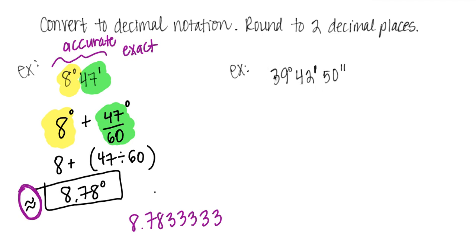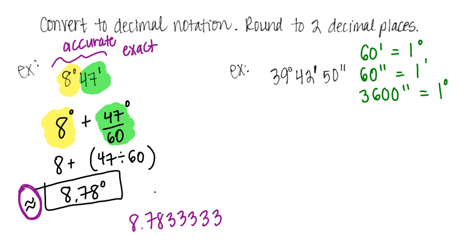39 degrees, 42 minutes, 50 seconds. So this time we have some seconds in there. Let's write this off to the side. There are 60 minutes in 1 degree. There are 60 seconds in 1 minute. That means that there are 3,600 seconds in 1 degree.